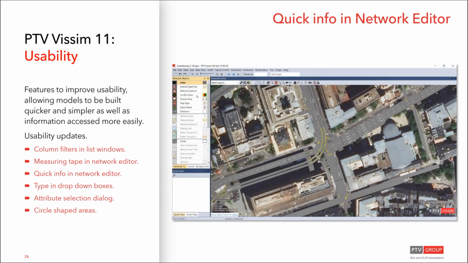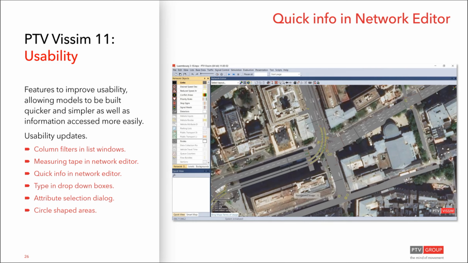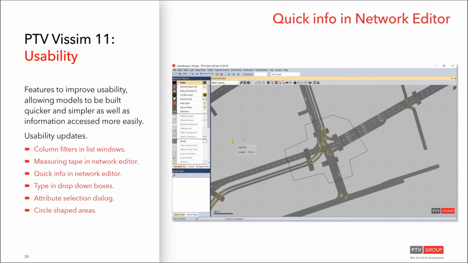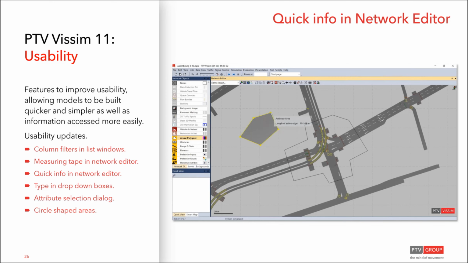The next functionality is quick info. In the user preferences of the network editor, you can activate the quick info, which is activated by default. Whenever you hover through the network editor, it will show you directly the object name, the object number, and when you edit something like adding a new link, you see already the link length. And there's even functionality that when you create or edit something, you can enter different values. For example, if you create a circular link or a circular area, you can enter the radius.